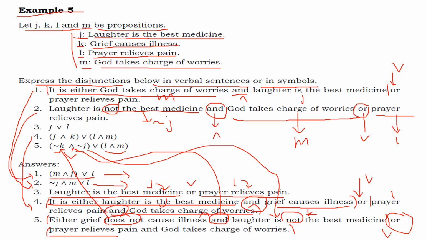Prayer relieves pain, so this will be your L. This will be your conjunction. God takes charge of worries, so this will be your M. So that's how we deal again with how we use disjunction as your logical connector for this example number 5.